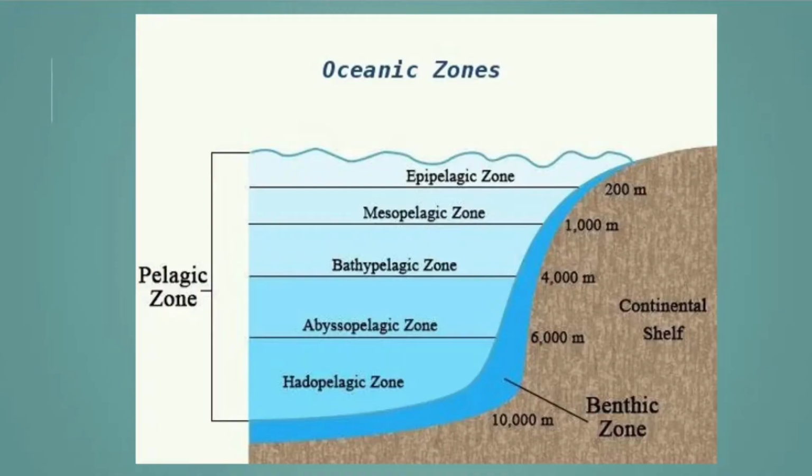So the ocean is divided into benthic and pelagic zones. The pelagic zone is the water column where swimming and floating organisms live. The benthic zone refers to the bottom of the water. The organisms that live on the bottom are called benthos.